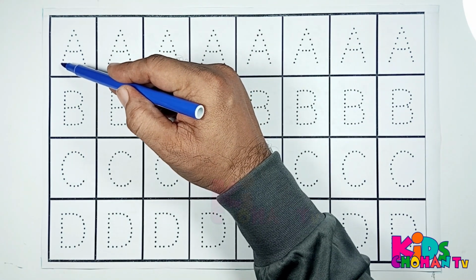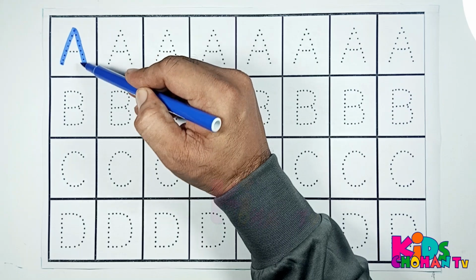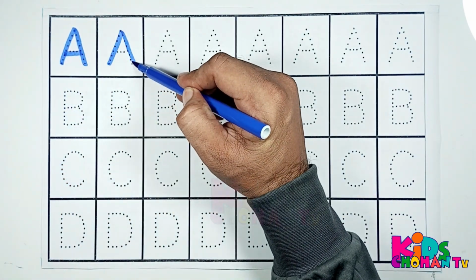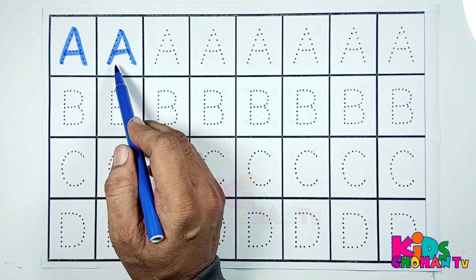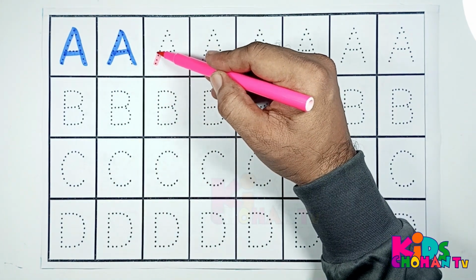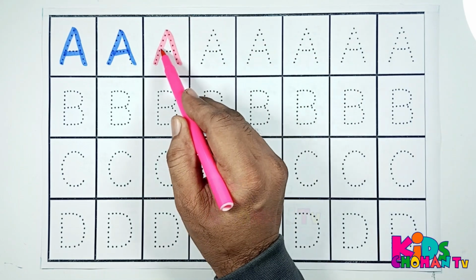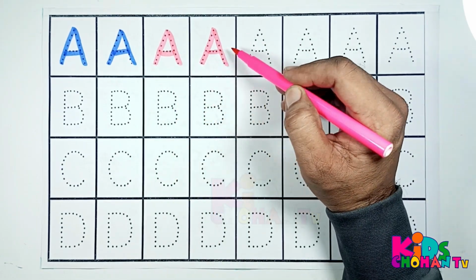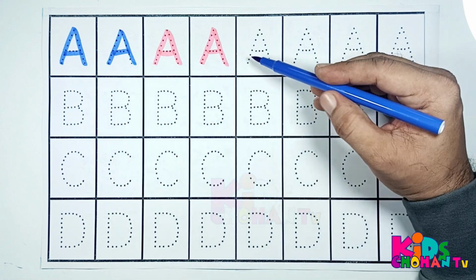Let's trace A. A for apple. Pink color. A. A for aunt.